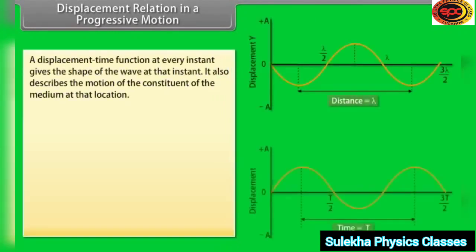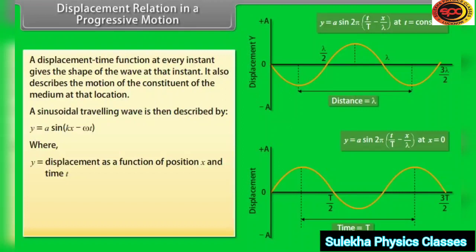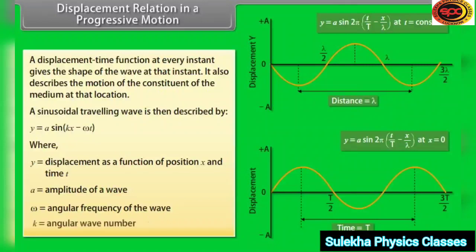Displacement relation in a progressive motion. A displacement time function at every instant gives the shape of the wave at that instant. It also describes the motion of the constituents of the medium at that location. A sinusoidal traveling wave is then described by y = a sin(kx − ωt), where y is the displacement as a function of position x and time t, a is the amplitude of the wave, ω is the angular frequency of the wave, and k is the angular wave number.